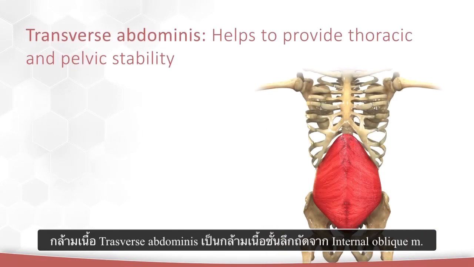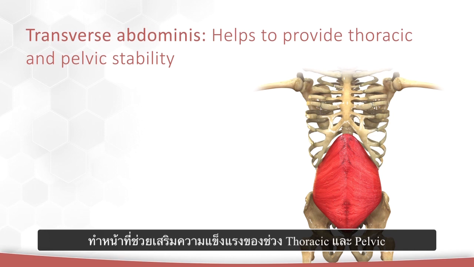The transverse abdominis is a muscle layer of the anterior and lateral abdominal wall, which is layered deep to the internal oblique muscle. The transverse abdominis helps to provide thoracic and pelvic stability. This muscle is vital to back and core health and also has the effect of pulling in what would otherwise be a protruding abdomen.